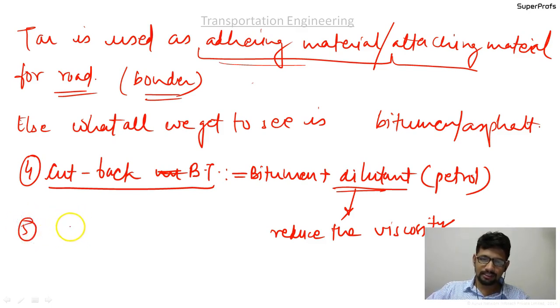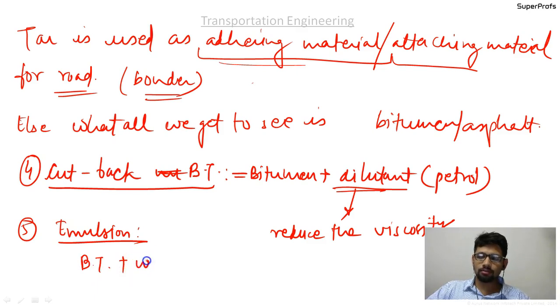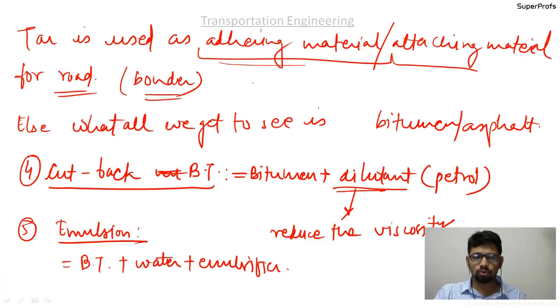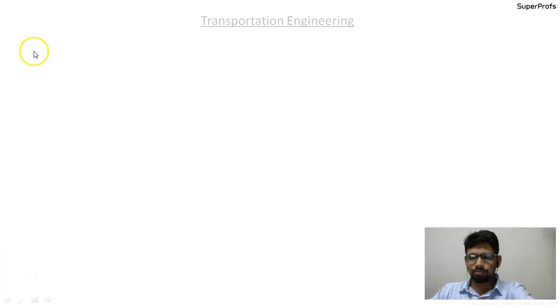So the fifth thing that we need to discuss is emulsion. Okay, so emulsion is bitumen plus water plus emulsifier, and it is used to stabilize the sand, that is, to increase the strength of the sand. We will discuss all five of these in detail when I come to them. So let us now move on to the first one, that is bitumen. We will discuss the tests on bitumen now.